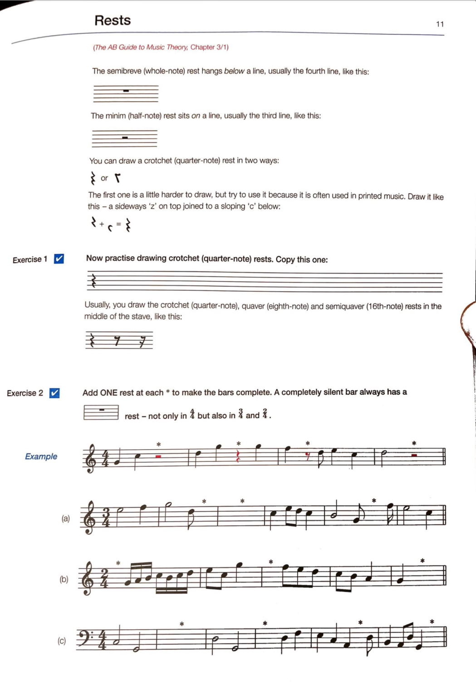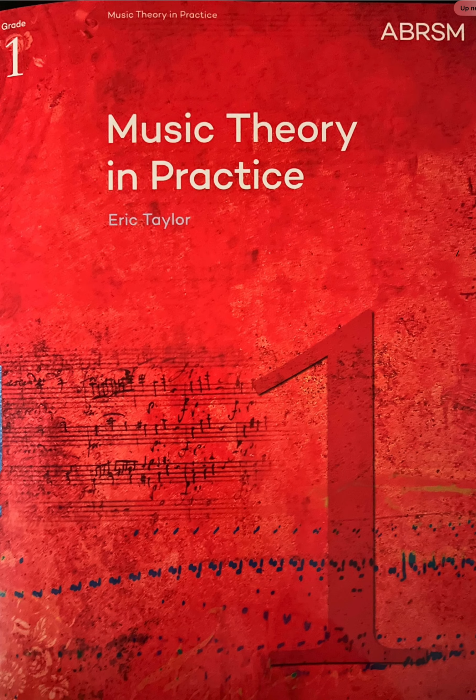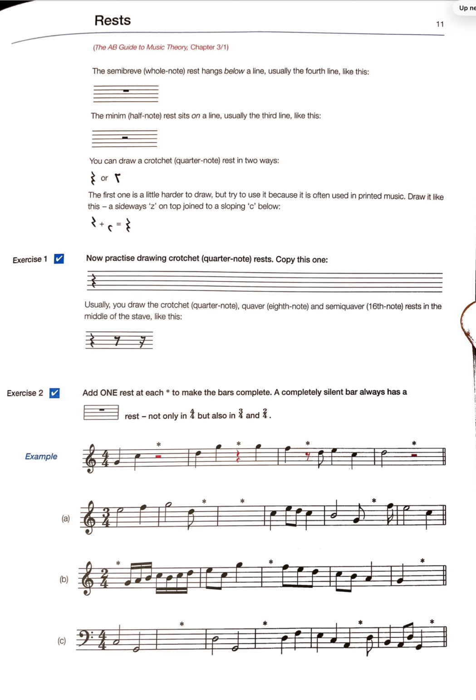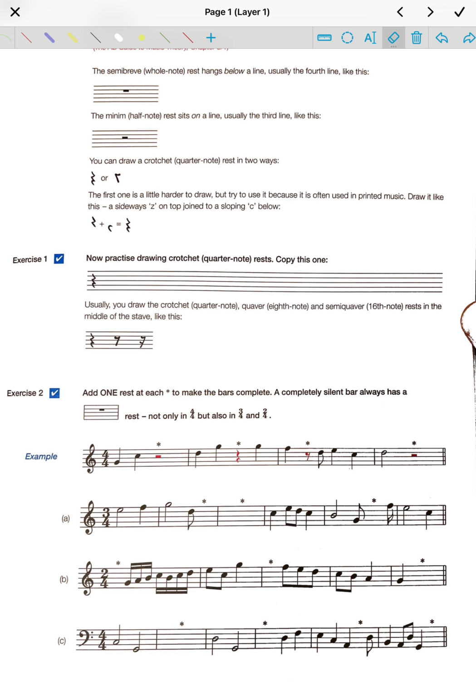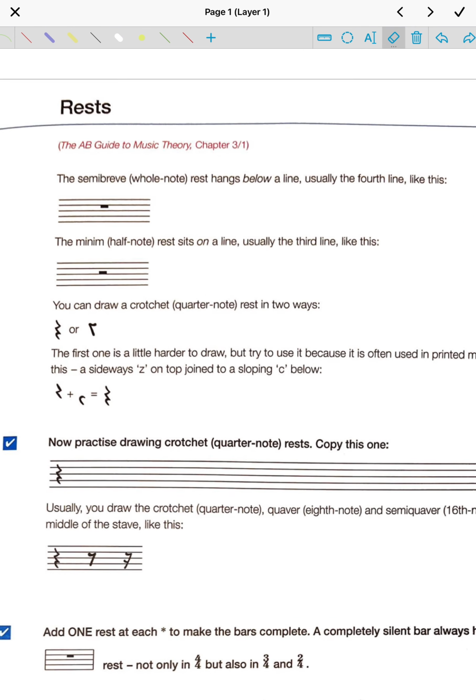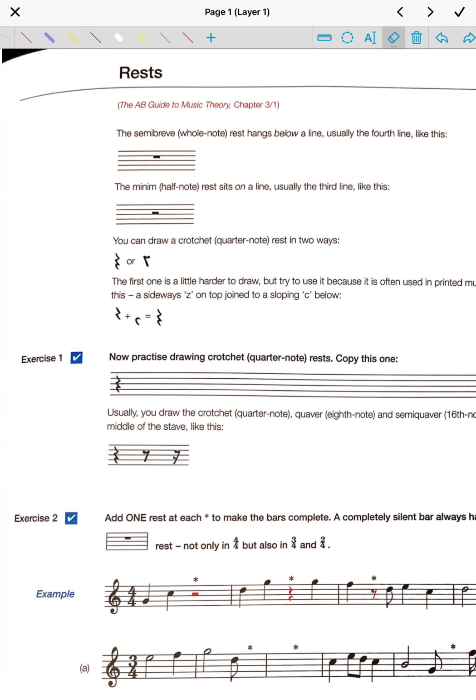Today we are looking at page 11 of Music Theory and Practice by Eric Taylor. The topic of today's discussion is rests. Just going to highlight this. Okay, there we are, rests. Okay, so let's get into it.